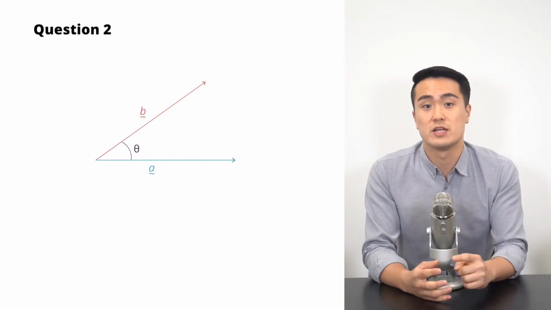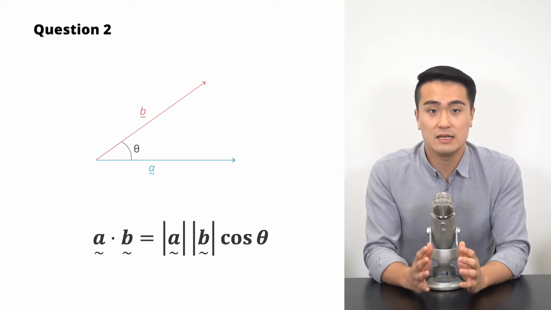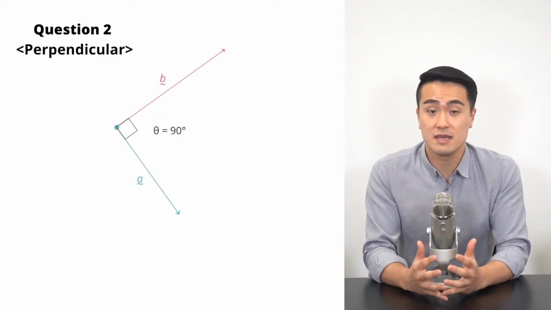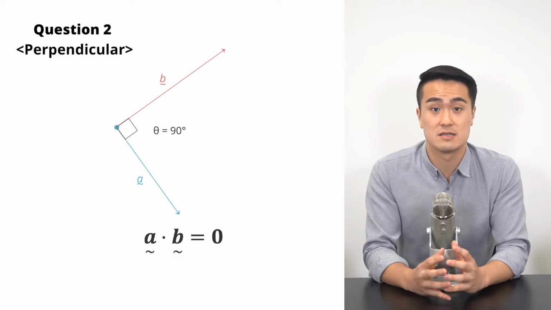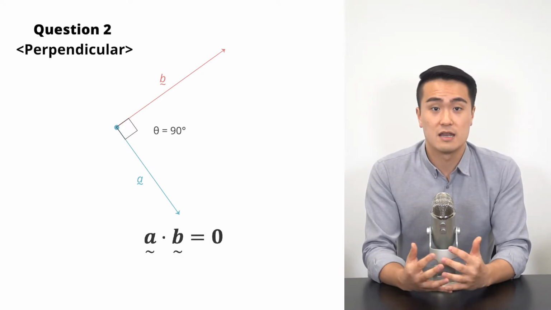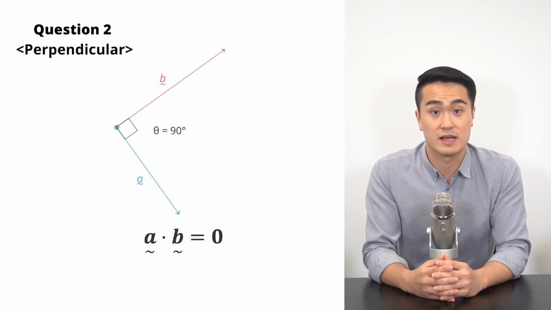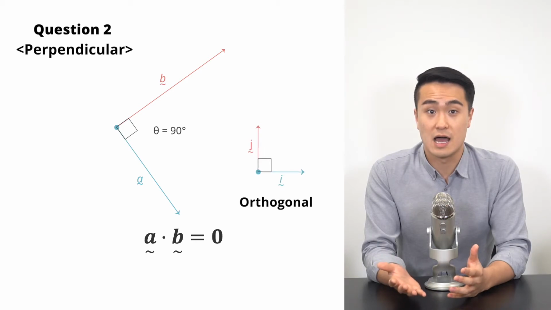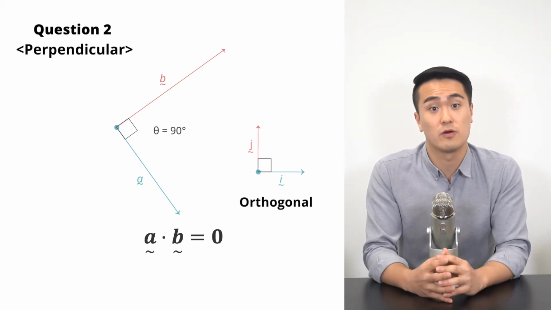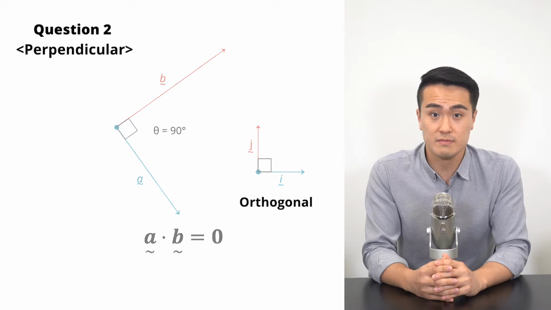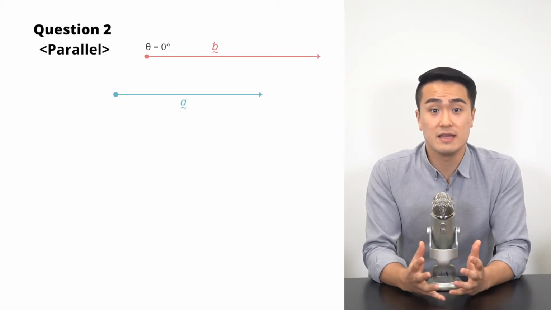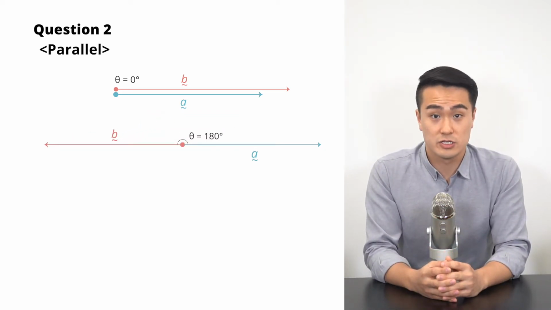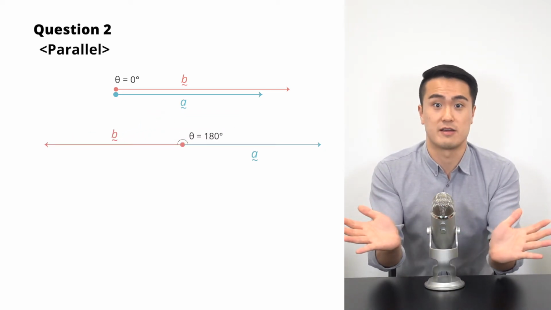And as soon as we mention angles in vectors, we must immediately recall the dot product. So if the vectors are perpendicular, then theta is equal to 90 degrees, and hence the dot product is equal to 0. Another fancy way to describe perpendicular vectors is by calling them orthogonal. For example, our basis vectors i and j are orthogonal, and the dot product will be equal to 0. Now, if vectors are parallel, then theta is 0 degrees if the vectors are in the same direction, and 180 degrees if they're in the opposite direction.